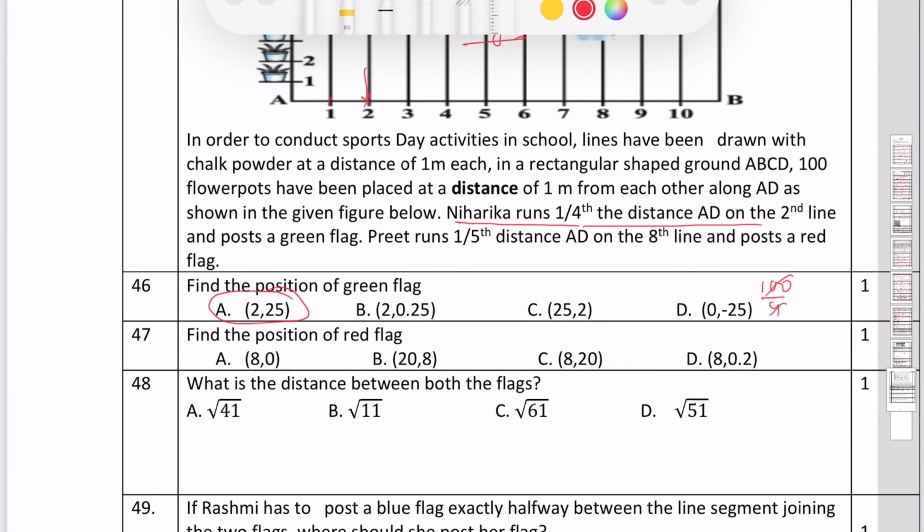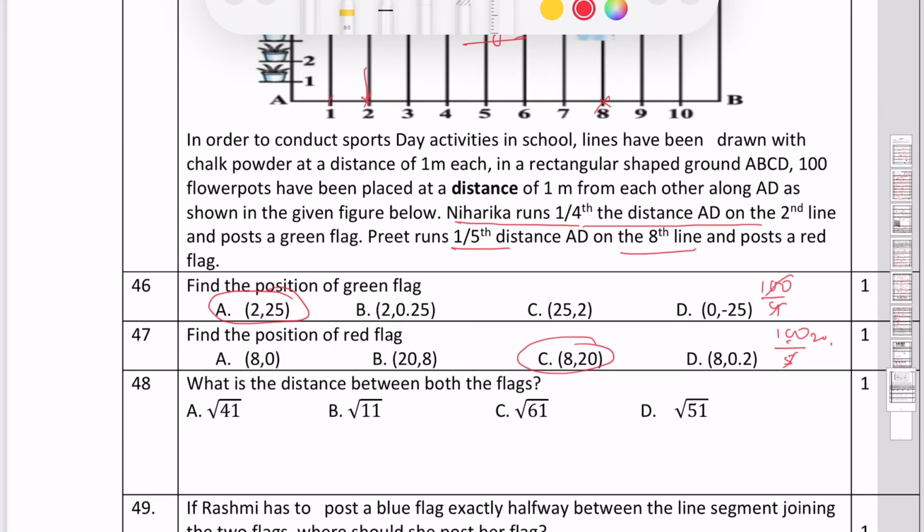Find the position of the red flag. Red flag is 1/5 distance Preet runs. So 100 by 5, that is 20. And it is on the 8 line. So abscissa will be 8 and ordinate will be 20. C option will be correct.